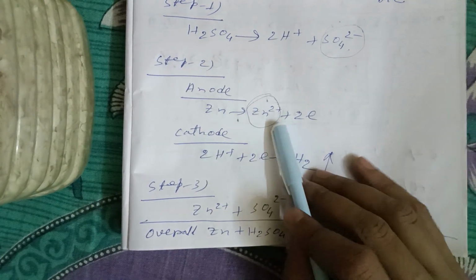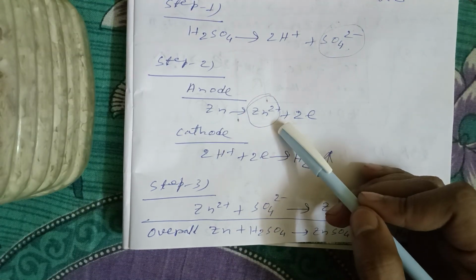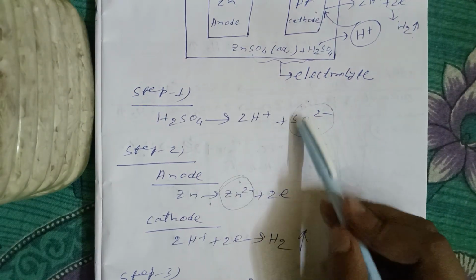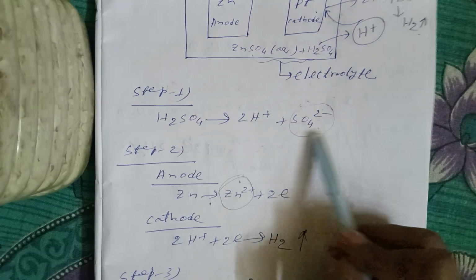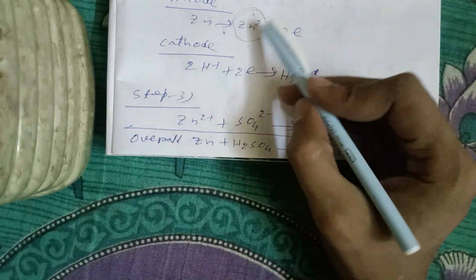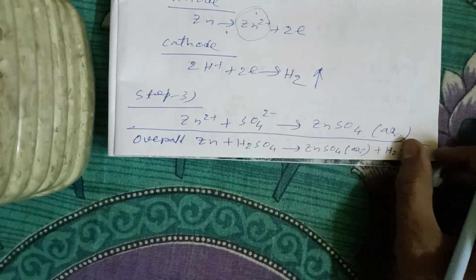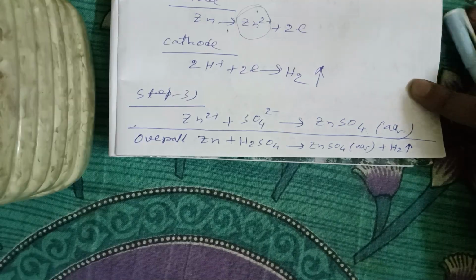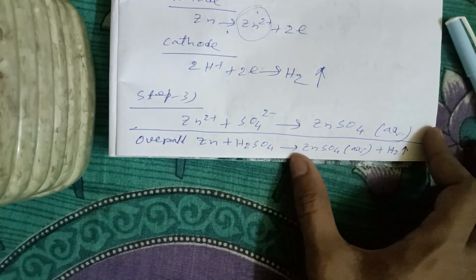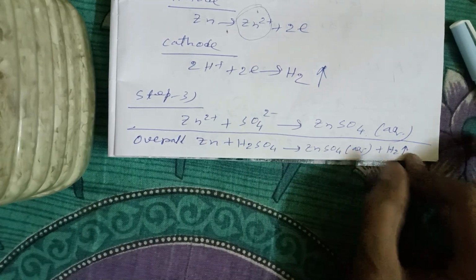Also, at the anode this Zn2+ is free, and after ionization of sulfuric acid the sulfate is in a free state, hence in the last step the Zn2+ and sulfate combine to give zinc sulfate. So overall, zinc and sulfuric acid react to give zinc sulfate, and hydrogen will be evolved.